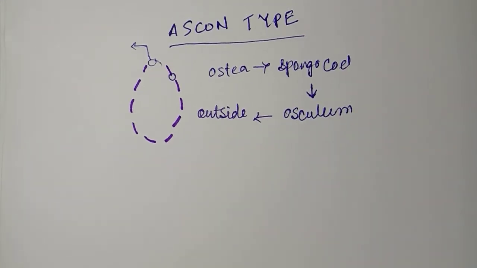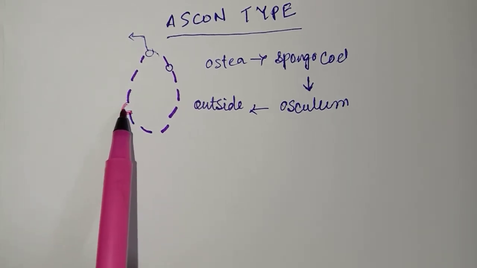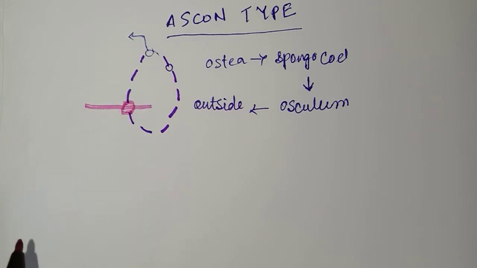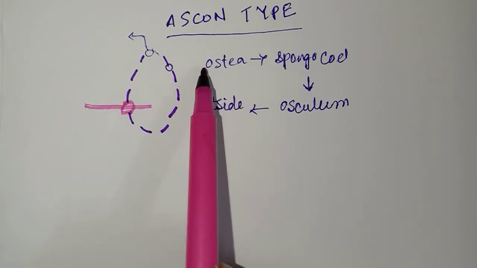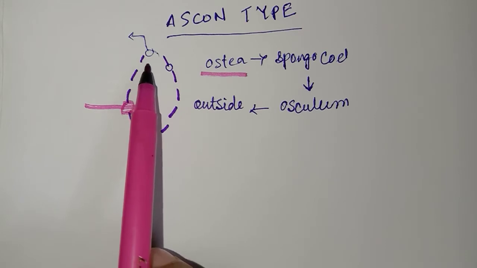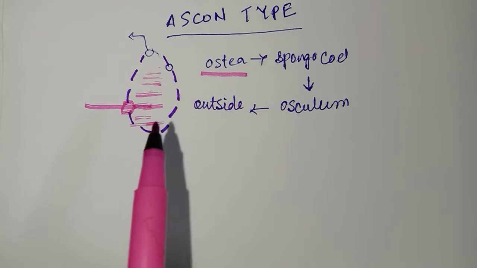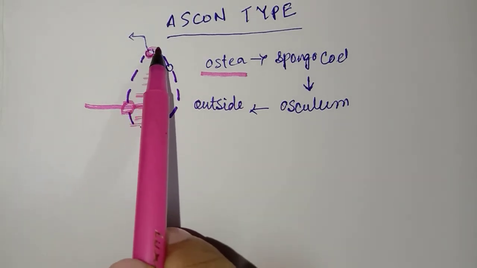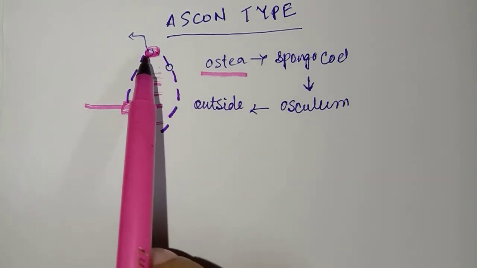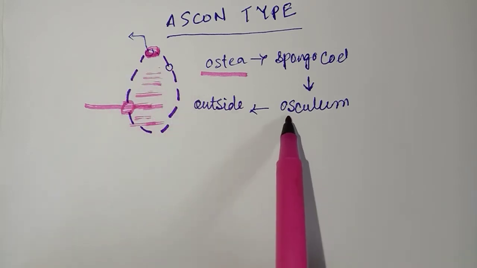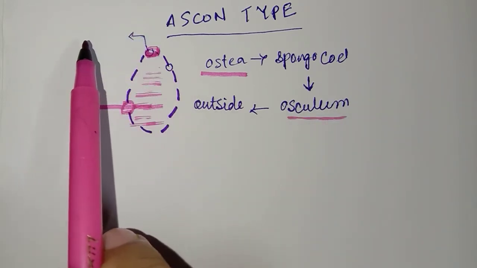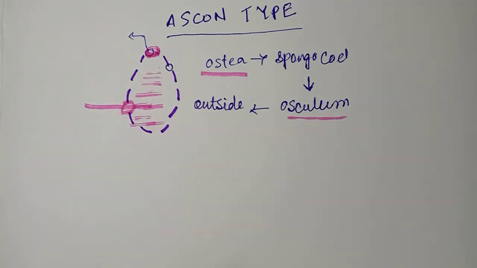So in this Ascon type of canal system, the movement of water will be, first of all, from outside the water will enter through this pore. That pore is called ostia. Then after that it will enter into a cavity. That cavity is known as the spongiocele, and another opening is present here. That is a large opening as compared to the ostia. This is known as osculum. So with the help of this osculum, it will be removed outside. So this is the most simple type of canal system.